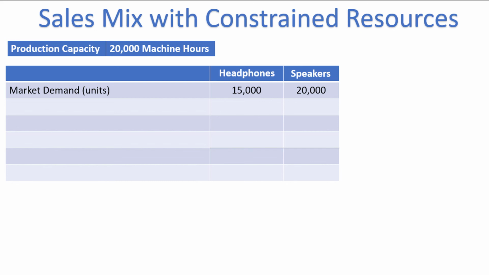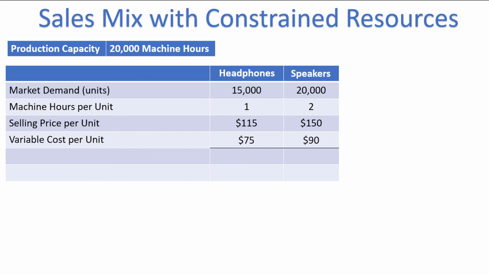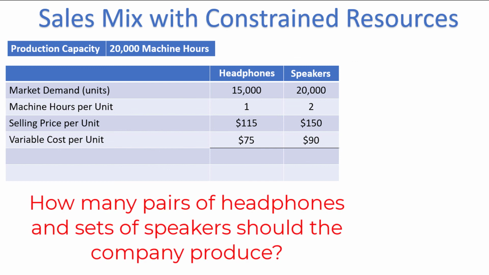Each pair of headphones requires 1 machine hour to produce. Each set of speakers requires 2 machine hours. The headphones sell for $115 each, and the speakers sell for $150 each. The variable costs are $75 per unit for the headphones and $90 per unit for the speakers. We want to know what the optimal sales mix is for the company, meaning how many pairs of headphones and sets of speakers should the company produce.